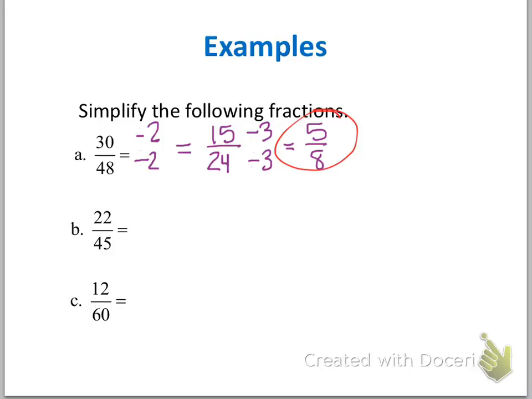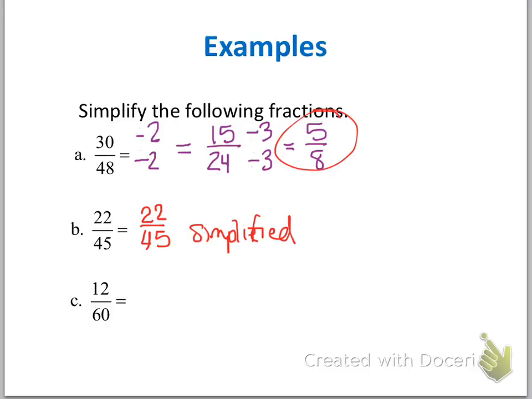Okay, looking at letter B, 22/45. Trying to find a common factor. Not 2, not 5. Looking to me, ladies and gentlemen, like we might have an already simplified fraction there. Simplified.